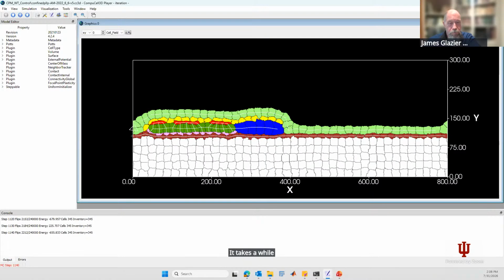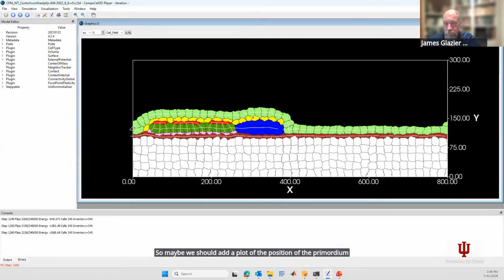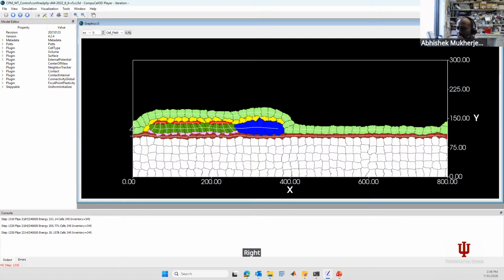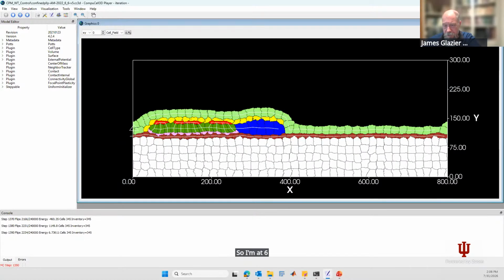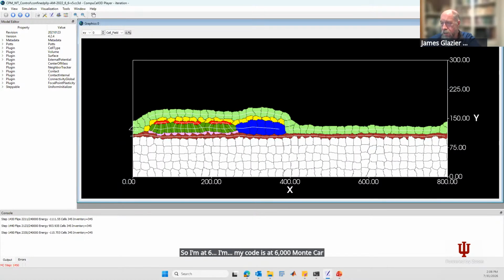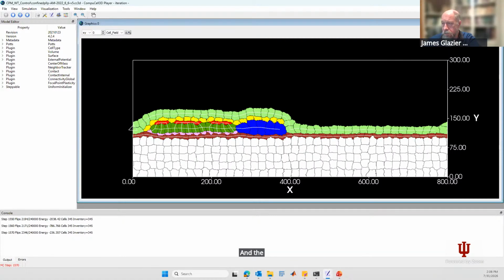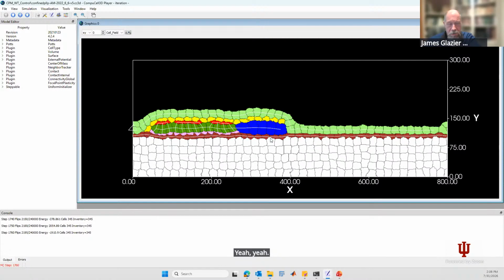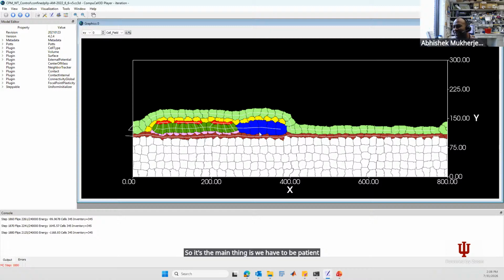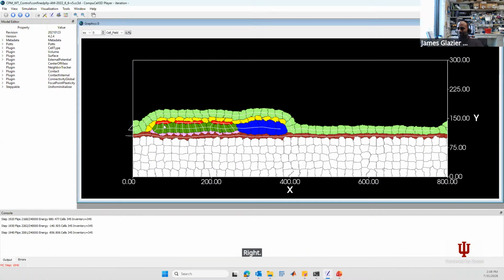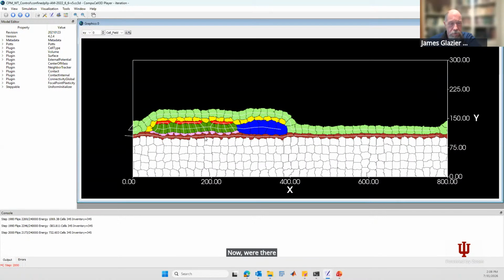So maybe we should add a plot of the position of the primordium versus the time, and then we'd see it. So my code is at 6,000 Monte Carlo steps, and the blue is over the 400 X position. Yeah. So the main thing is we have to be patient. Right. Now, were there other changes people can play with? Yeah, go ahead.